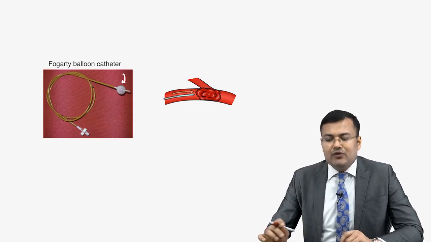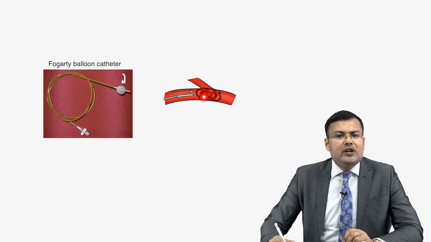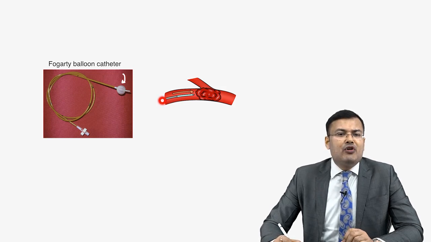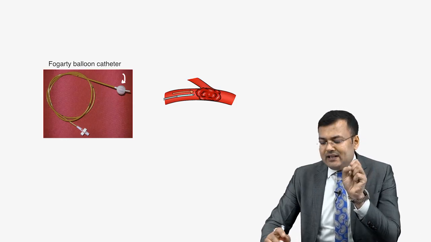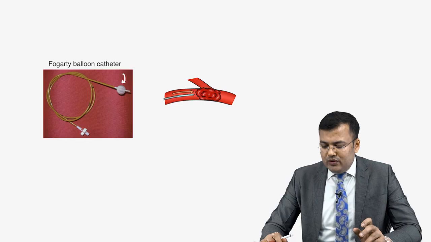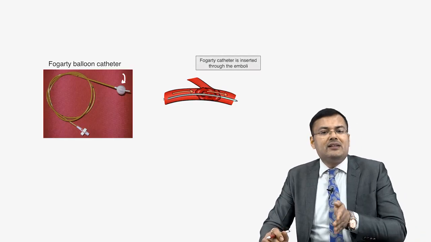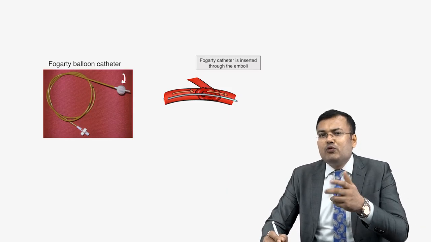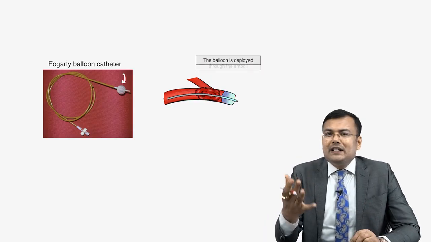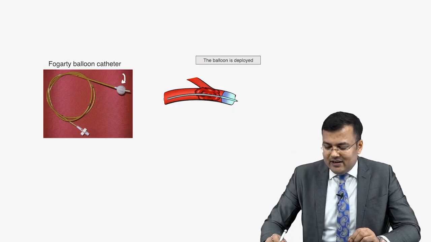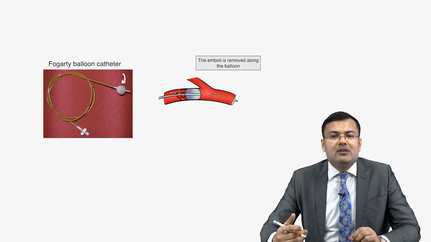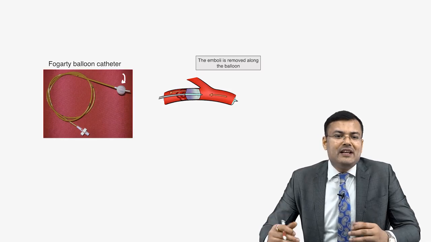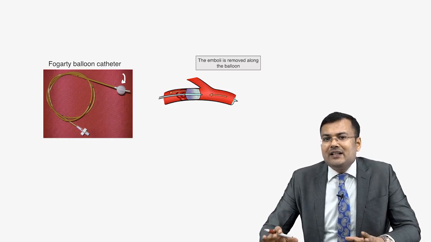Now, how to use this Fogarty balloon catheter? See this image. In this image, you can notice that this is thrombus or embolus. We insert this Fogarty balloon catheter with the balloon in a deflated state, through the embolus, beyond the embolus. This is the balloon. Inflate the balloon and withdraw the catheter. When you do that, you can see that this thrombus or embolus comes out. So this is embolectomy if there is embolus, thrombectomy if there is thrombus. Name of catheter? Fogarty balloon catheter.